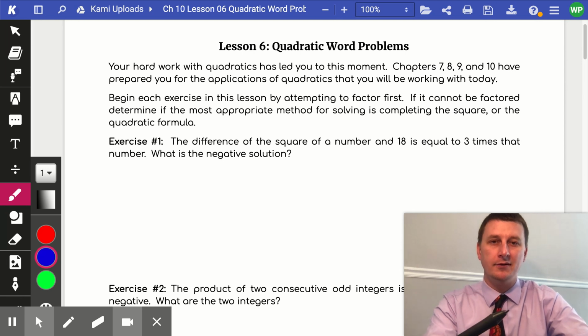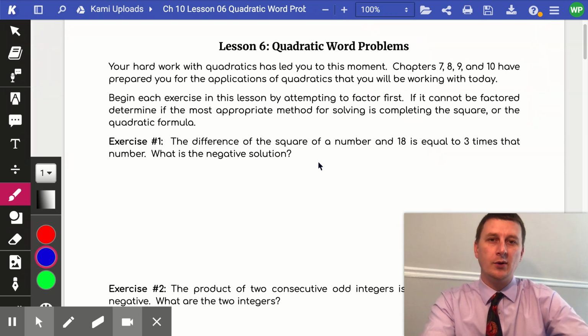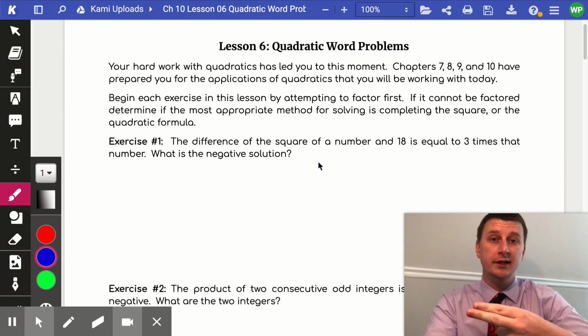Chapter 7 on polynomials, Chapter 8 on factoring, Chapter 9 on quadratic graphs, and Chapter 10, which we're in right now on the algebra of quadratics, have prepared you for the applications of quadratics that you will be working with today. So we're going to begin each exercise in this lesson by attempting to factor first. If it cannot be factored, then we're going to determine if the most appropriate method for solving is going to be completing the square or the quadratic formula. Because remember, we have now worked with 3 different methods for solving quadratics. The first method was factoring, the second was completing the square to find the zeros, and the third method that we just recently worked with was the quadratic formula.